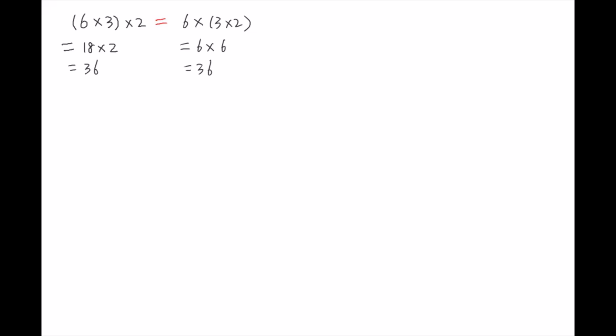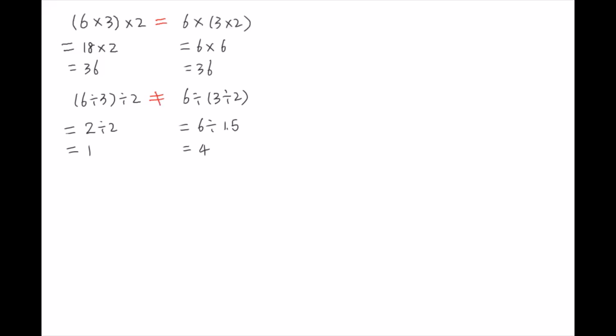Now let's do the division. Here is an example about division. On the left side we group 6 and 3, on the right side we group 3 and 2. Let's check the value of both sides. On the left side, 2 divided by 2 is 1. On the right side, 6 divided by 1.5 equals 4. So now I can see the two sides are not equal to each other.